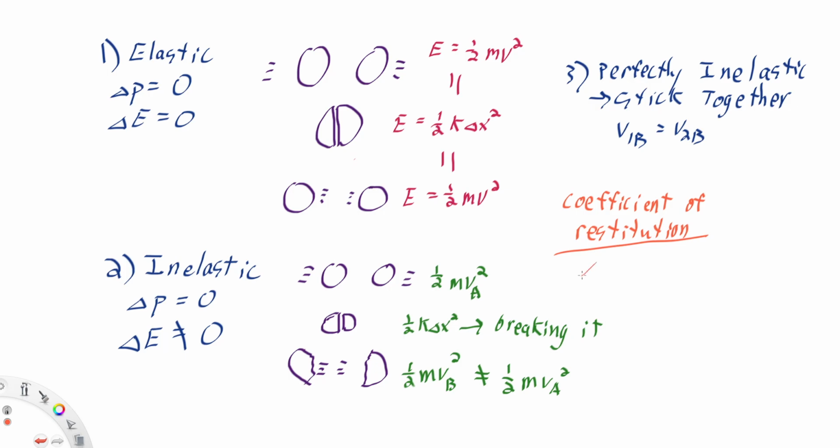And that is just the percent of kinetic energy conserved. Right, so this is a material-on-material property, very similar to the coefficient of friction.